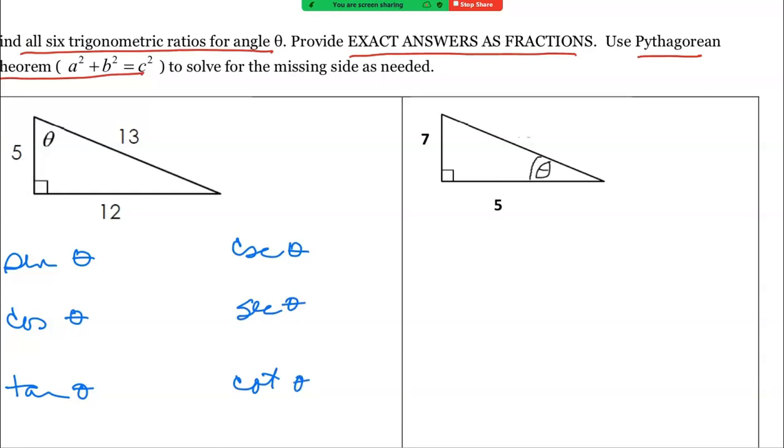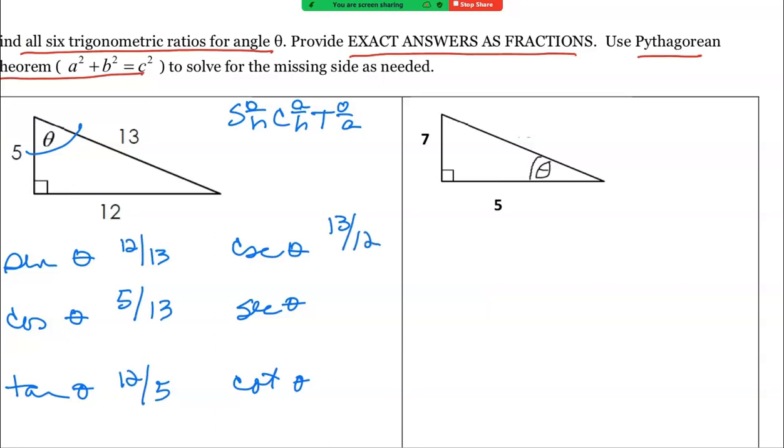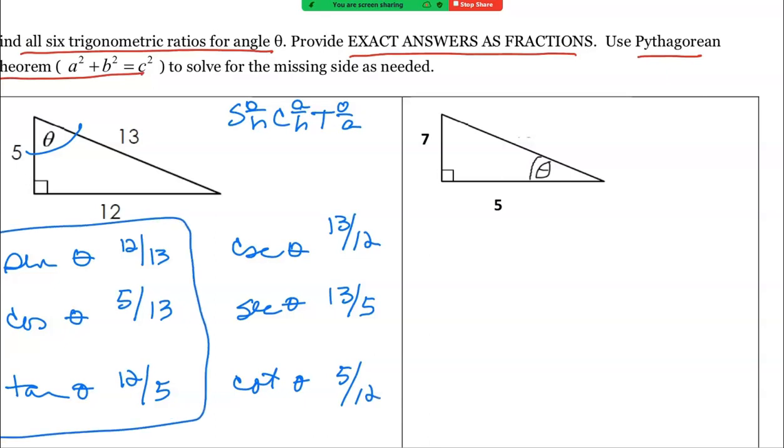Okay, sine of theta. From theta's perspective, sine is 12 over 13. Remember, SOHCAHTOA is your friend. It's no harm in writing it down if it helps you be focused. Cosine is 5 over 13. Tan is 12 over 5. Cosecant is 13 over 12. Secant is 13 over 5. And cotan is 5 over 12. Remember to get these first and then just flip accordingly.